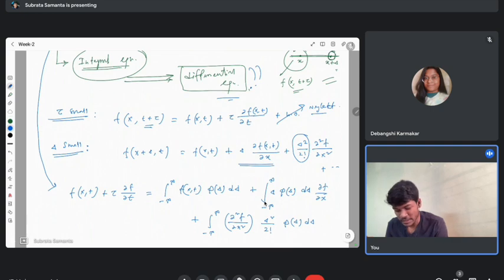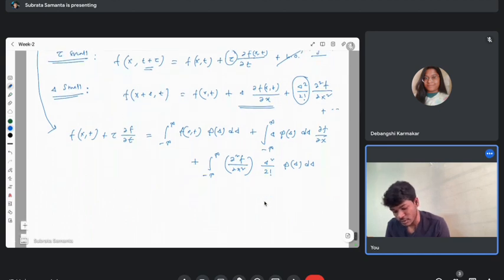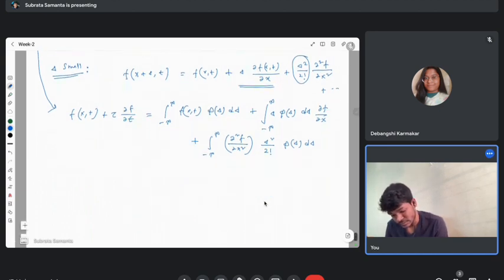So the tau is very small, that's why we are only considering the first order. In the delta case, we are considering up to second order. So it's not too small, but it's moderate. So if we consider this, what do we get? Then we can write this. Okay, and what is this value?